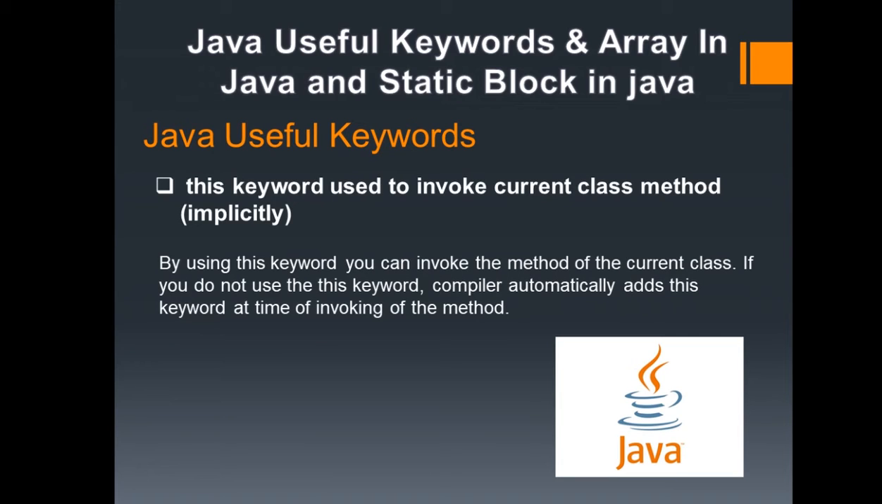This keyword is used to invoke the current class method implicitly. By using this keyword, you can invoke a method of the current class. If you do not use this keyword, the compiler automatically adds this keyword at the time of invoking the method.